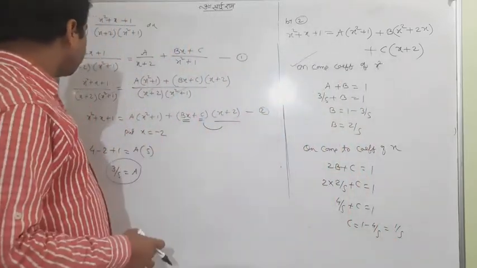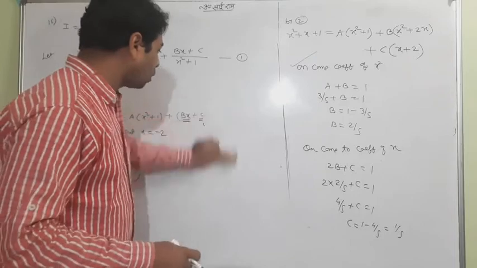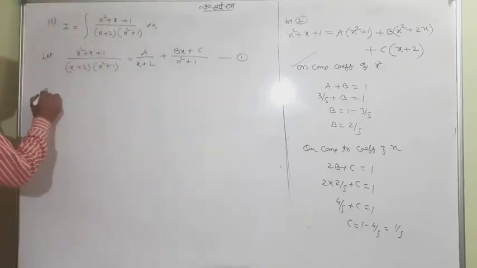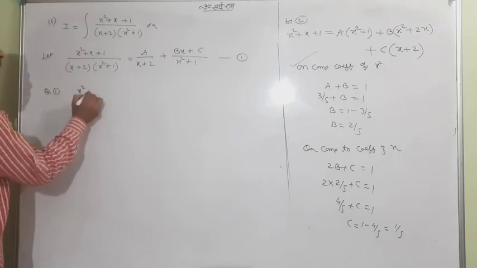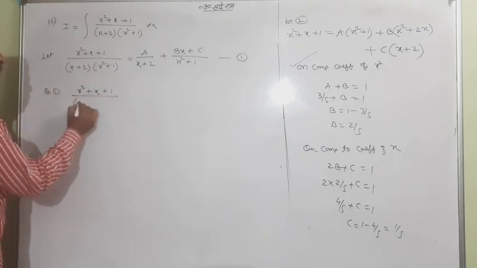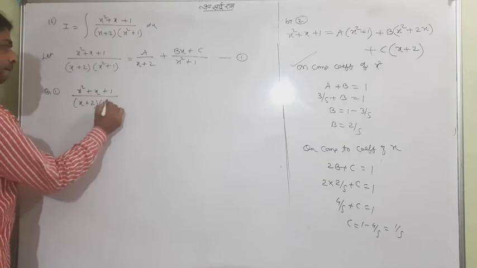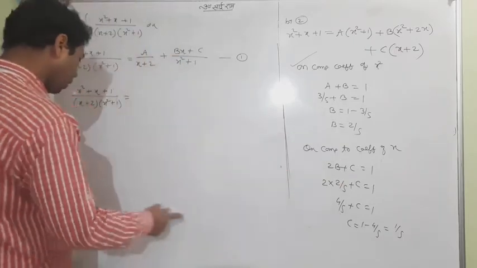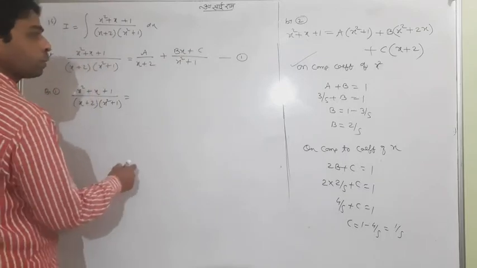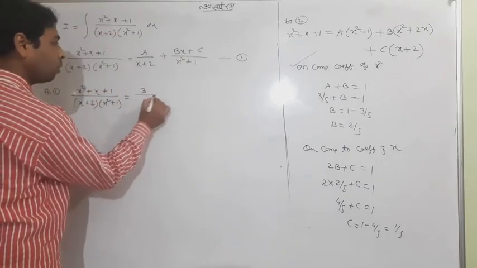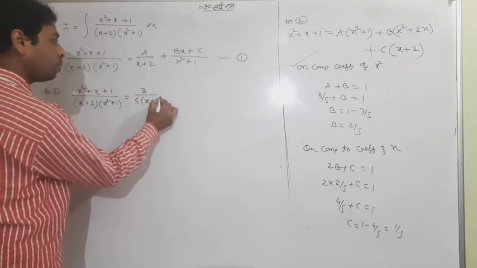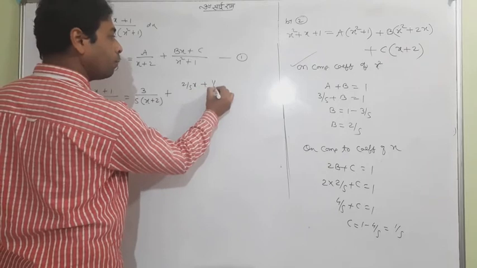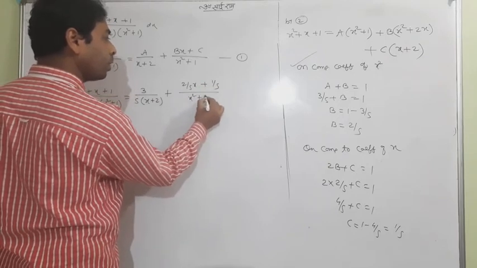So hope you got it now, student. Let me rub it out. Now you have got all the values. Now put in equation number 1. Your 1 upon x square plus x plus 1 upon, and put here a upon. So what is a? We got a equal to 3 by 5. Okay, a equal to 3 by 5, x plus 2. What is b? 2 by 5x. What is c? 1 by 5, and x square plus 1.